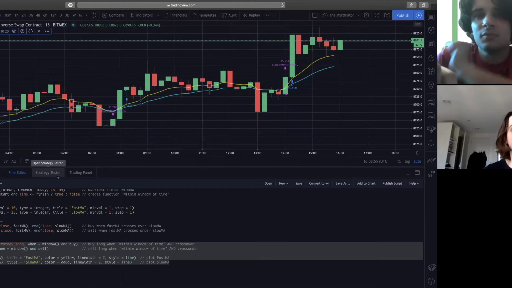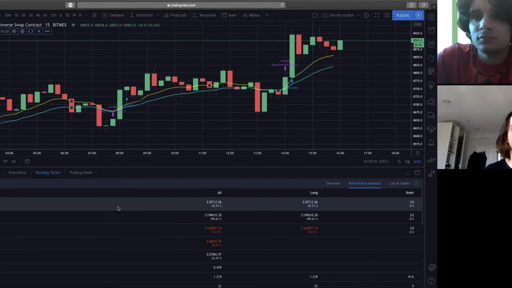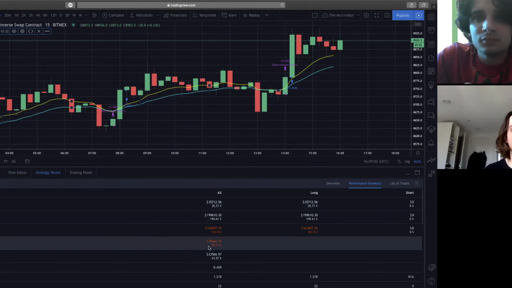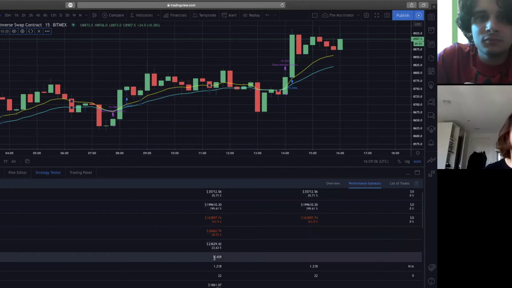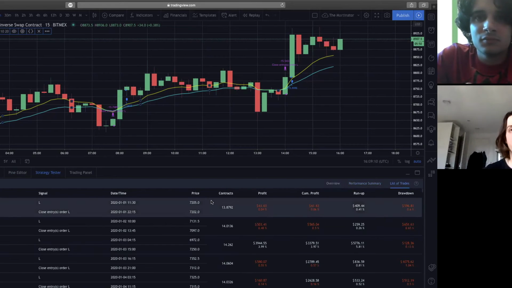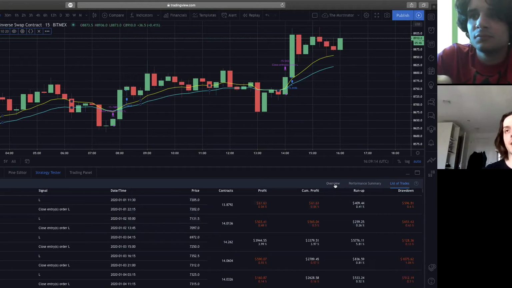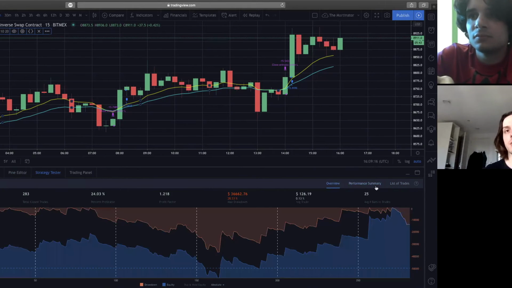And after that, you always go to your strategy tester and click on performance summary, and you can see your net profit, your drawdown, your Sharpe ratio if interested, and so on and so on. You can also see your trades to see if it makes sense, and you could use these tools. All right.